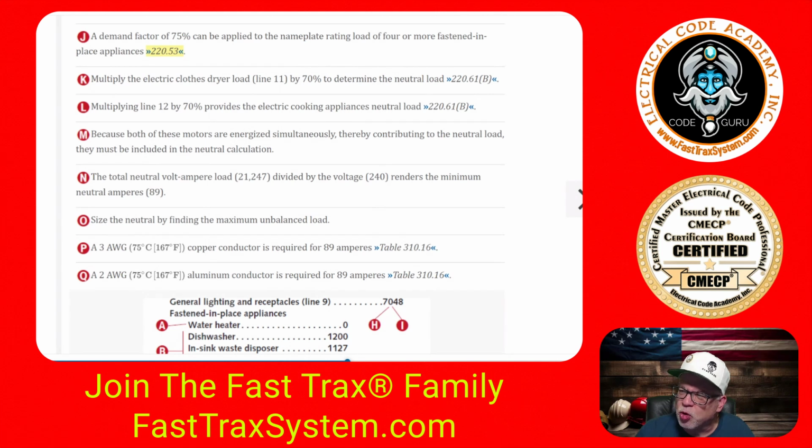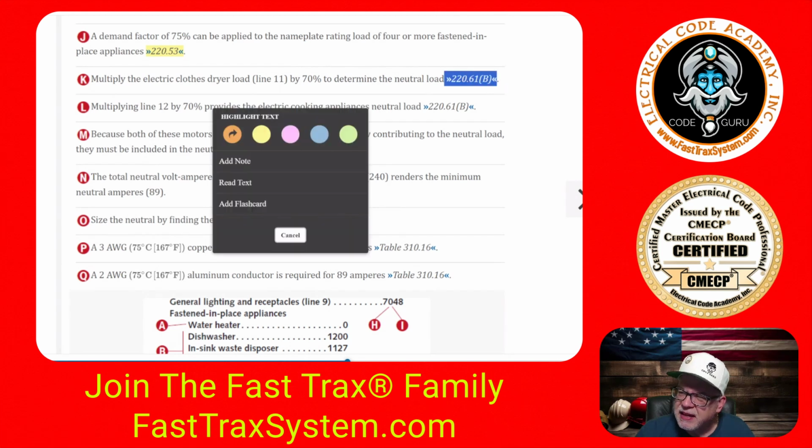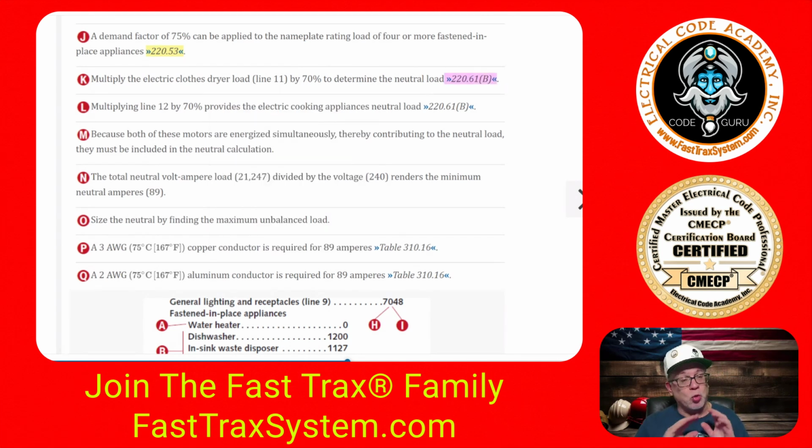And we get those rules from 220.61(B). It says right in those rules that I can take an additional demand based on the demand we just did in 220.54 to come up with the dryer loads. I can take another demand, and that is the 70%.